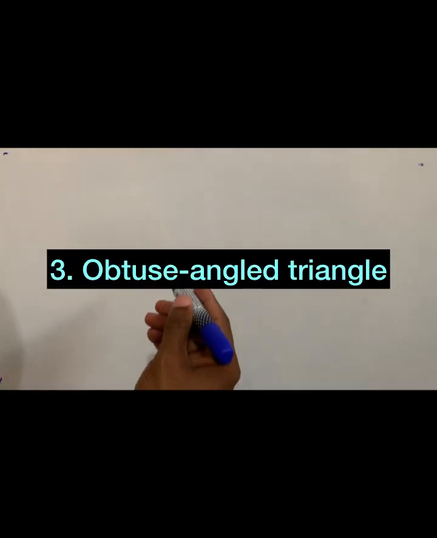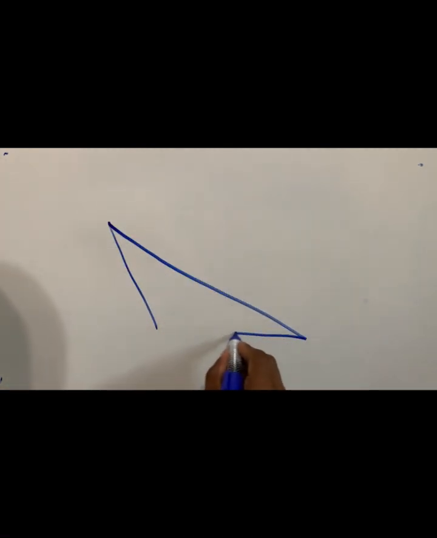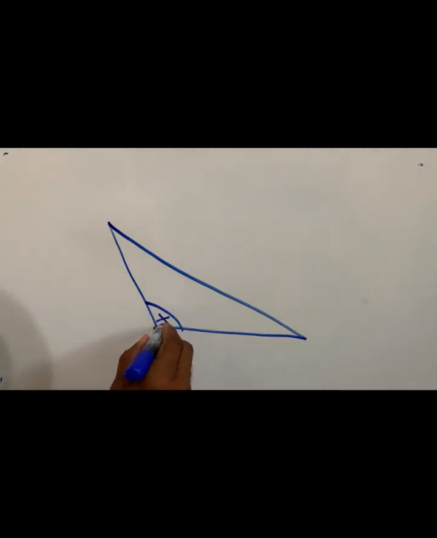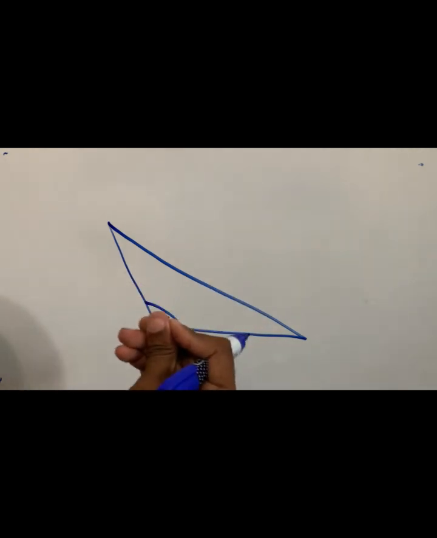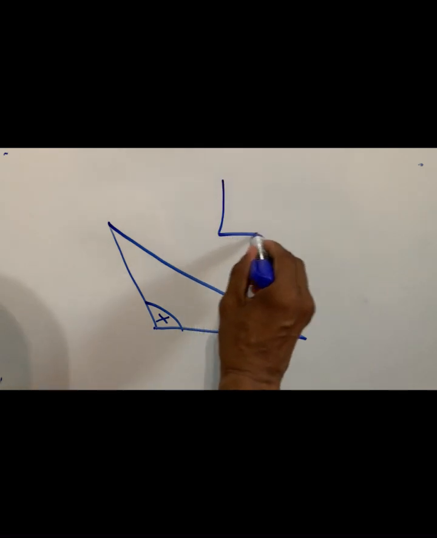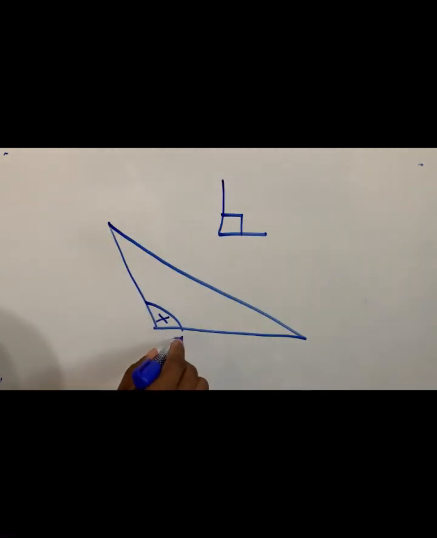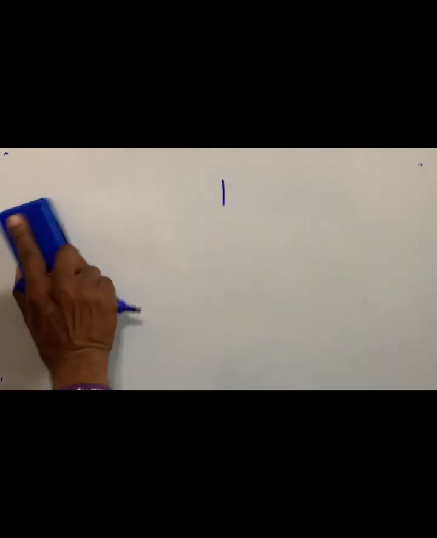Okay. And the next triangle is what we call an obtuse angle triangle, where one of the angles is greater than 90 degrees. Okay? So this is 90 degrees, where we have this sign right there. So whenever you have a triangle where one angle is greater than 90 degrees, we call that an obtuse triangle.